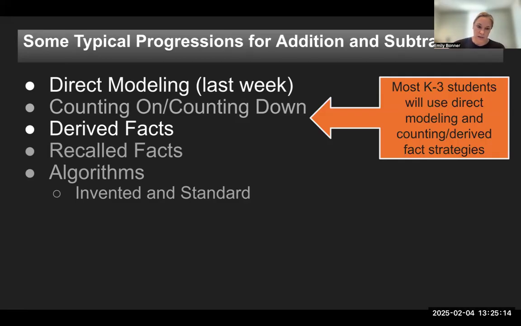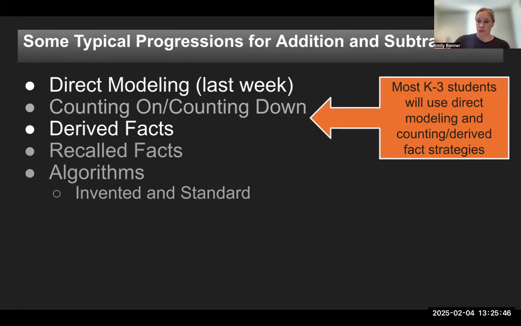So derived facts are just what they sound like. Once a student counts on and counts back enough, they start learning those facts. So instead of going 8, 9, 10, 11, 12, 13, I just know 8 and 5 is 13. Or I might do something like 8 and 2 is 10 and 3 more is 13. So something like that where we're, again, combining counting on and counting back, but doing it in a more efficient way that leads to just memorization of the fact.